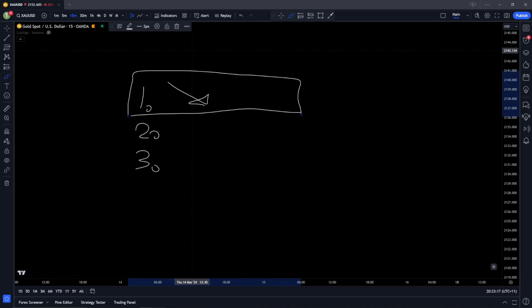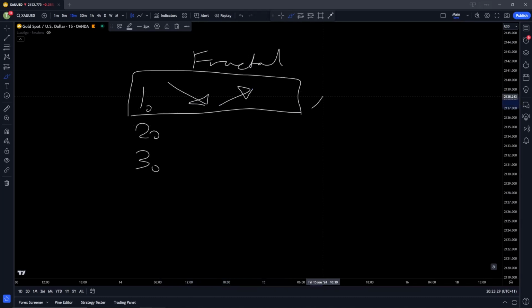So price is fractal, important concept. What happens on the larger time frames, it happens on the smaller time frames. So maybe we're bearish, maybe we're bullish, maybe we're kind of just ranging. That's still a direction, it's just sideways. So adapting to changing market conditions is kind of the hard part, but you need to do it to be consistently profitable.